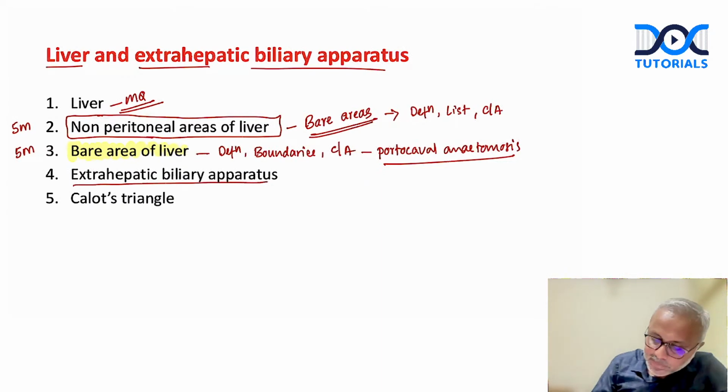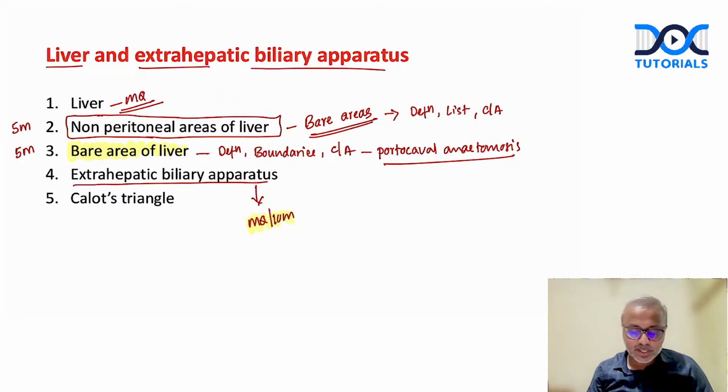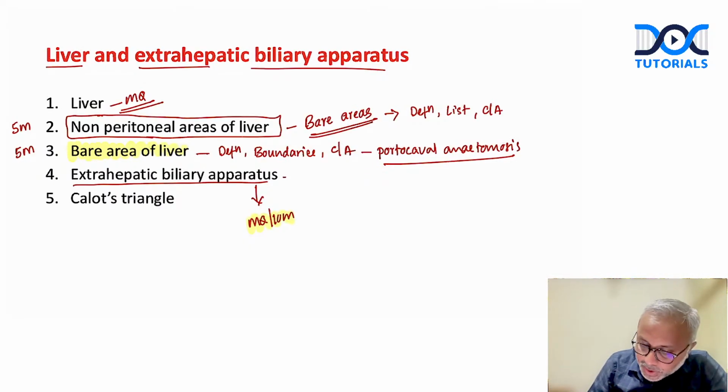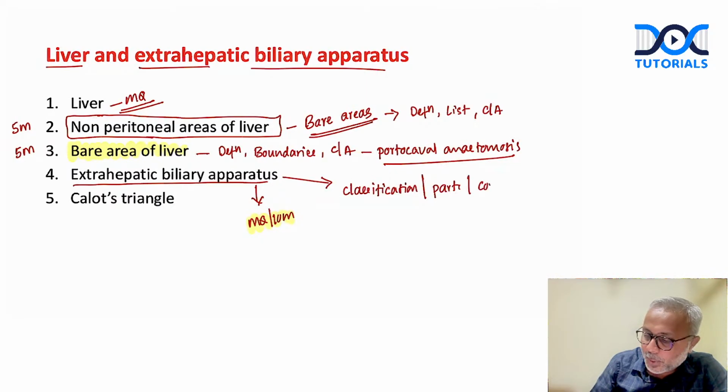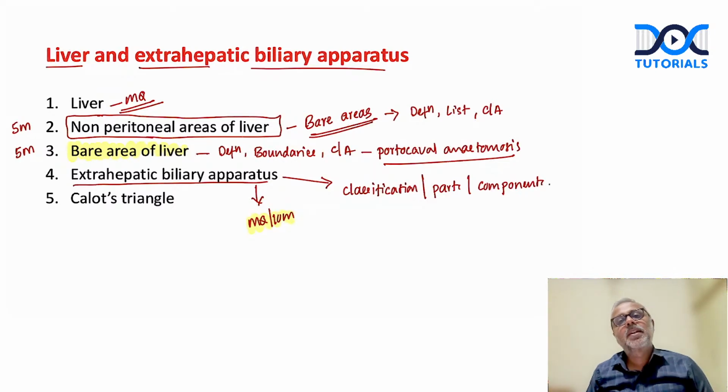Extrahepatic biliary apparatus. This is a very important main question, 10 marker, right? Most of the time in extrahepatic biliary apparatus, what they usually ask is the classification or, more commonly, what I would call parts or components. What are the components of the extrahepatic biliary apparatus? We need to list down the components starting from the gallbladder, cystic duct, right and left hepatic duct, the common hepatic duct, common bile duct, everything, right? So what are the components?